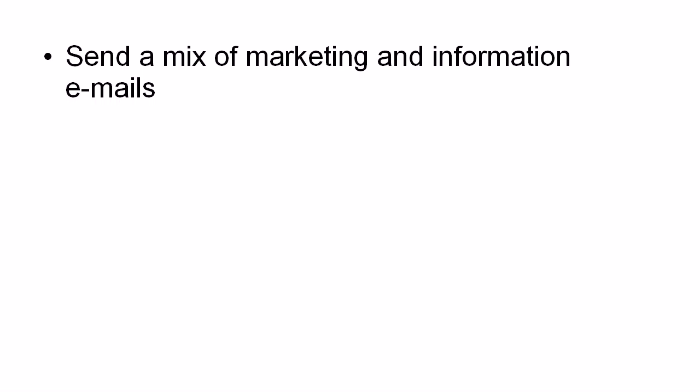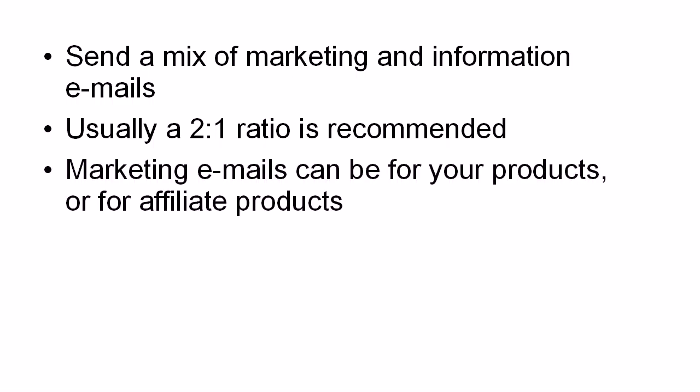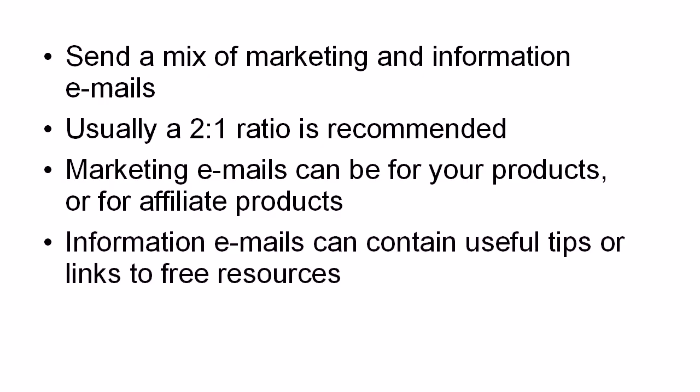Generally, whether you're doing an e-course or whether you've sent out a report or an e-book or something like that, your follow-up series wants to be a mix of marketing and information emails. And most people recommend a 2-to-1 ratio. That's 2 sales emails for 1 information email. And the marketing emails can be for your products or they can be for affiliate products.